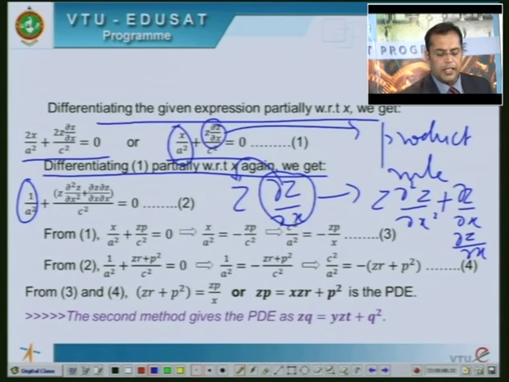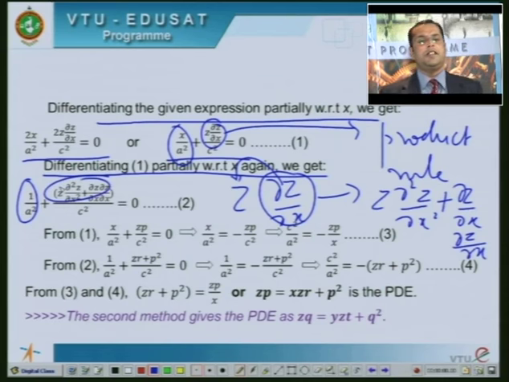That is what you see written here: z into ∂²z/∂x² plus ∂z/∂x into ∂z/∂x by c² equal to 0. We will call that equation 2. Now, to form the PDE, we will introduce notations.